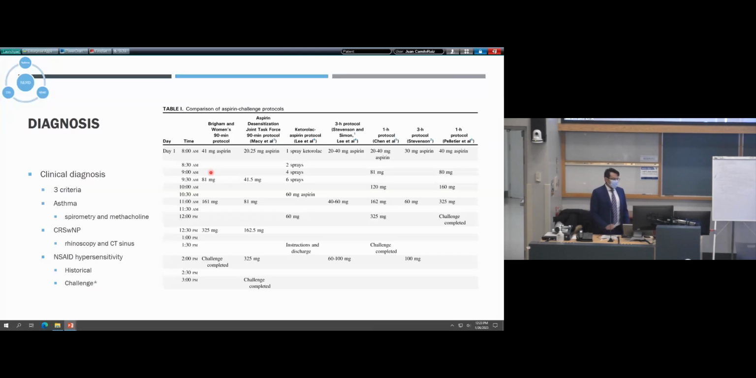On the right there, you have all the different protocols for challenges or desensitizations. It's pretty much the same procedure. The difference with a challenge is you're just trying to diagnose if they have this, versus desensitization, where you'll keep them at that dose ongoing for treatment. The one that I use here at St. Paul's is the Brigham and Women's Hospital protocol, where we increase the dose every 90 minutes.